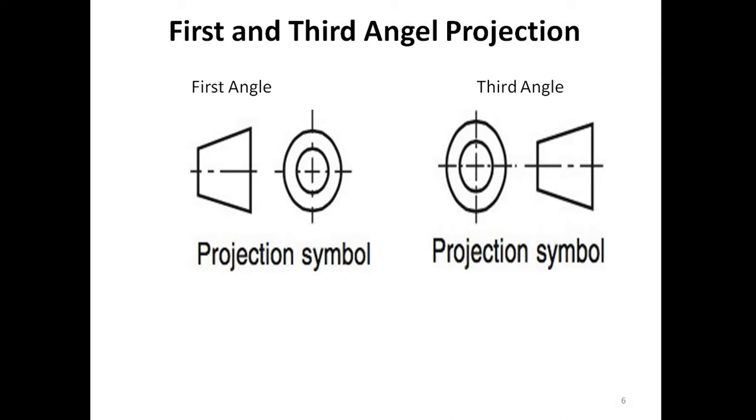So the difference between first angle and third angle is that in the first angle, the left hand side view is drawn on the right side of the front view, the right hand side view on the left side, the top view on the bottom side, and the bottom view on the top side. And similarly, in the third angle projection method, the left hand side view is drawn on the left hand side of the front view, the right hand side view on the right side, the top view on the top, and the bottom view on the bottom.